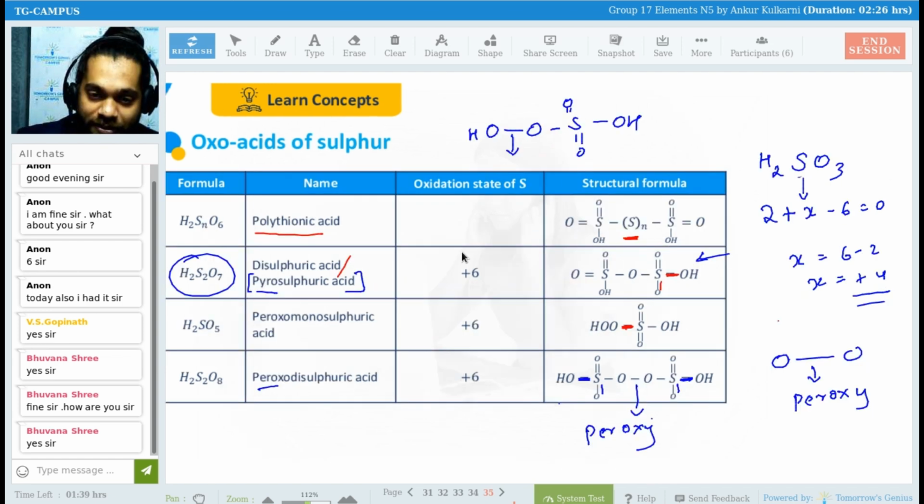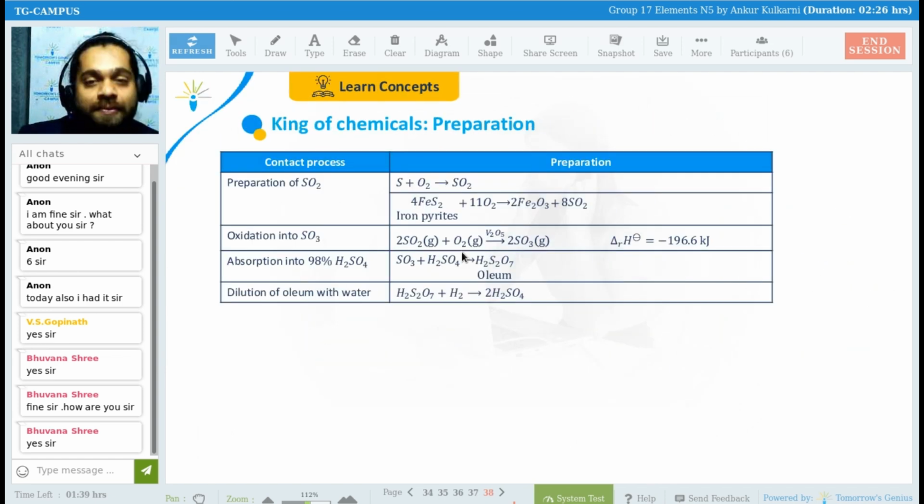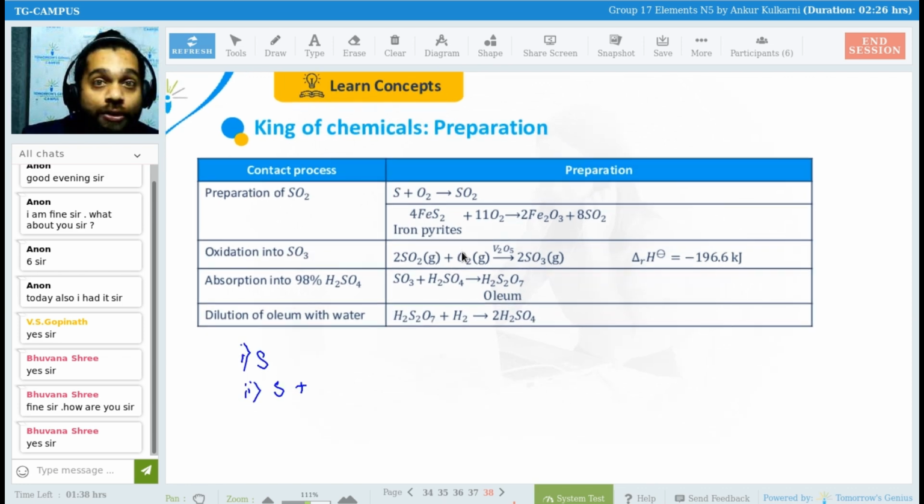These were the structures. So, the king of chemicals: how do we prepare it? How do we prepare H2SO4? Simple, very simple. We have studied it. We have sulfur. Understand this, you have to connect it like this. We take the sulfur from any ore. I am just giving you a rough framework.